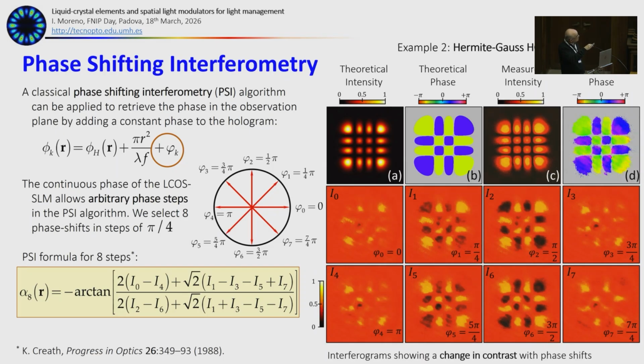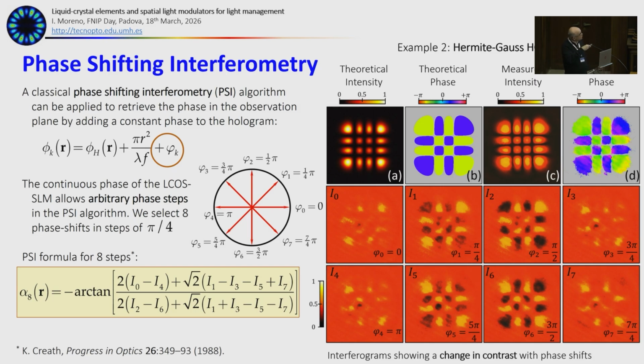This is the intensity image we obtain when we orient the polarizer parallel to the liquid crystal director. Then when we rotate the polarizer, instead of having the intensity, we get interference images. Each of these images corresponds to adding one of these constant phases to the whole screen.